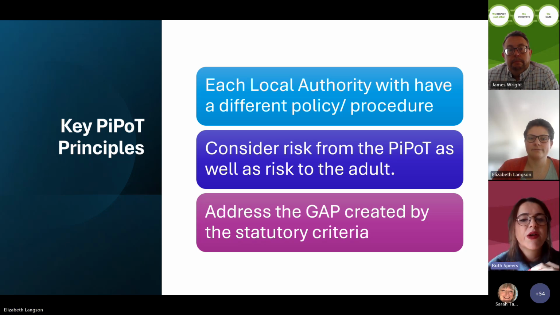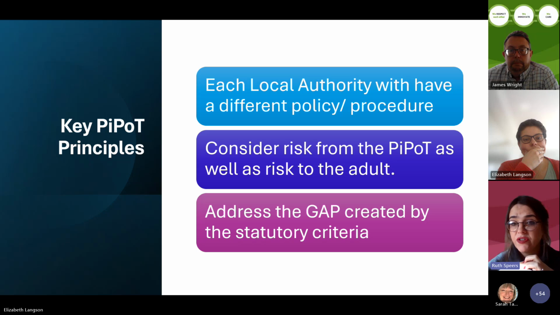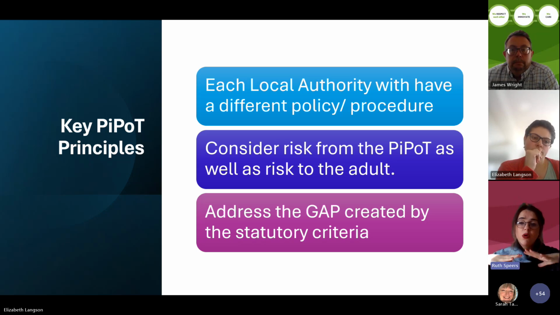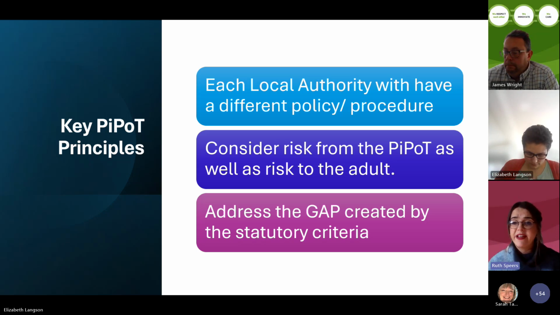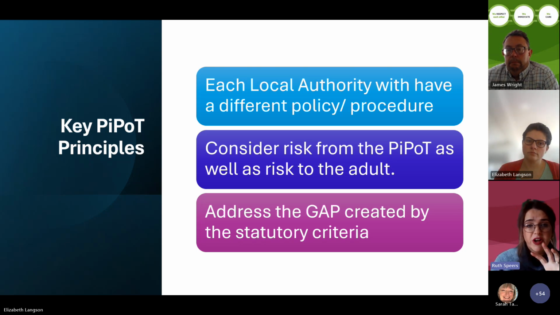Thank you. So there's a few takeaways from today. You should now have an awareness of what PIPOT is. One thing that I really want to stress is that each organisation will have their own policy in relation to PIPOT, and there is quite a large spectrum of ways in which different local authorities respond to PIPOT. So please familiarise yourself with your organisation's PIPOT policy.